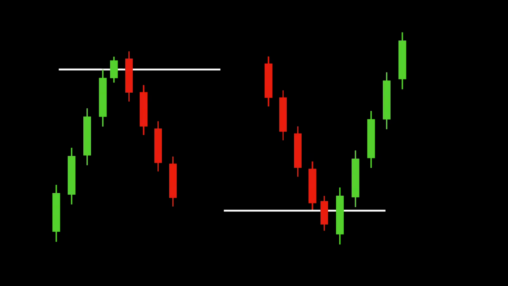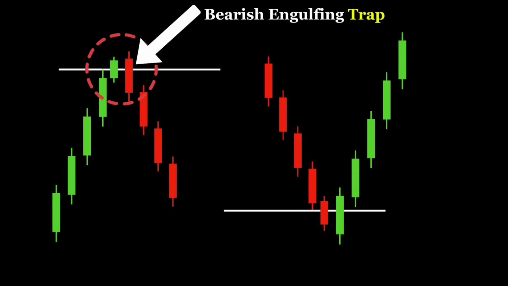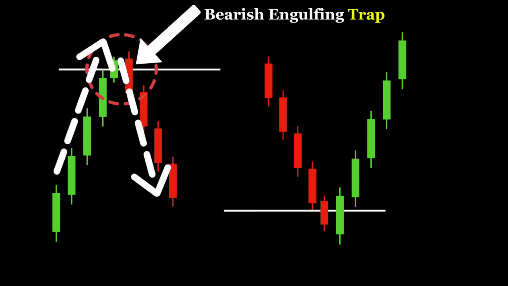Now flip the script. The bearish engulfing trap. This setup forms after a bullish rally, often just after price sweeps liquidity above resistance or taps into a fresh supply zone. The first candle is bullish, full of buying pressure. Then comes the trap, a strong bearish candle that wipes out the entire previous candle. This is smart money selling into strength, using the fake breakout to trap late buyers and then reverse the move. A bearish engulfing trap tells you the rally is over, the market is shifting down.